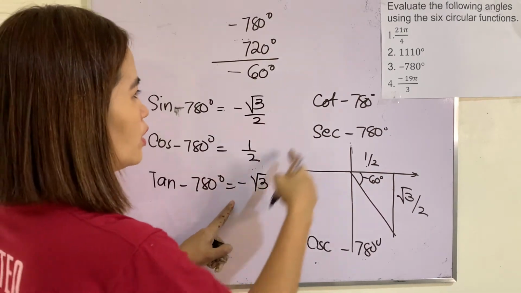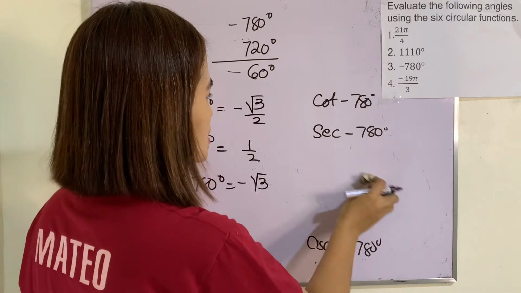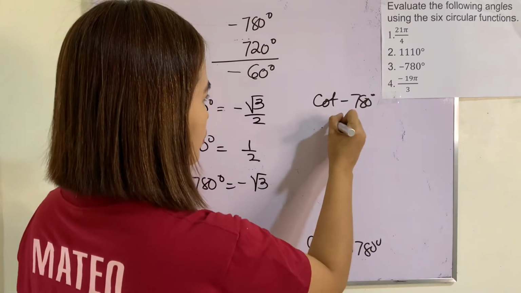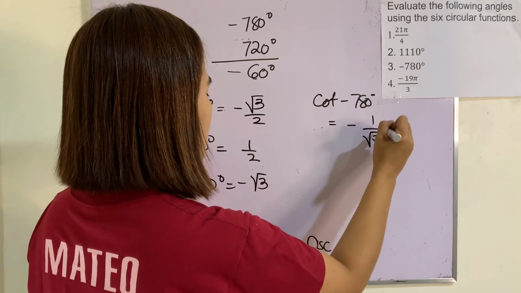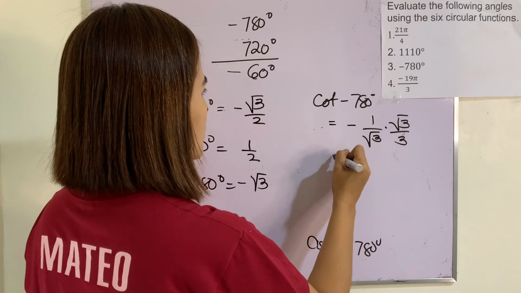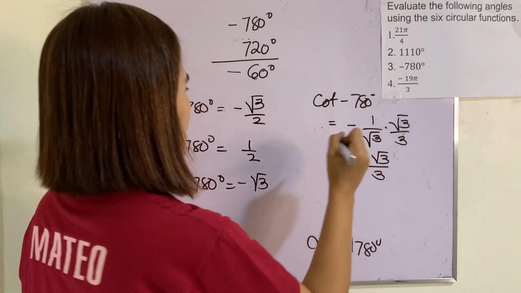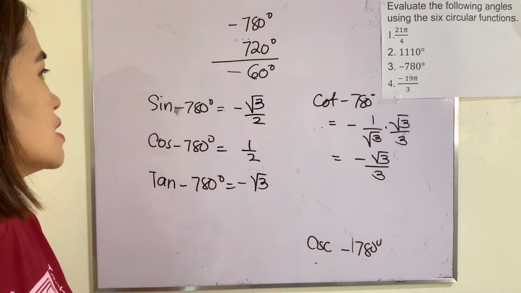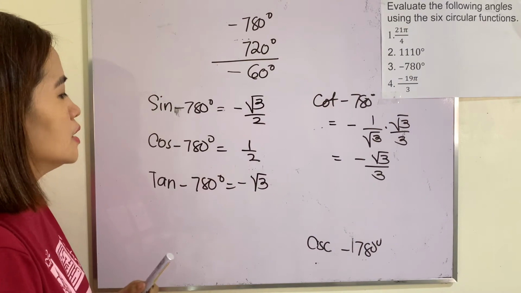Getting the reciprocal of this to get this one, I will be erasing this now. So, this is equivalent to negative 1 over square root of 3 times square root of 3 over 3. So, this is equivalent to negative square root of 3 over 3. Okay, so that is the reciprocal, of course, of the tangent.